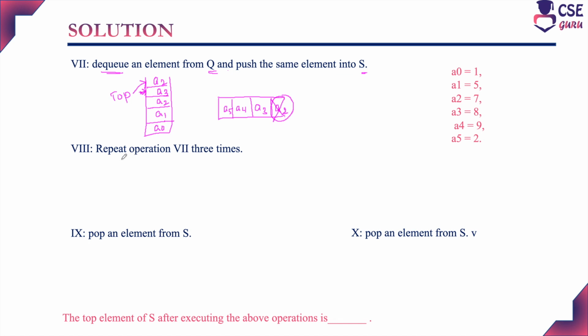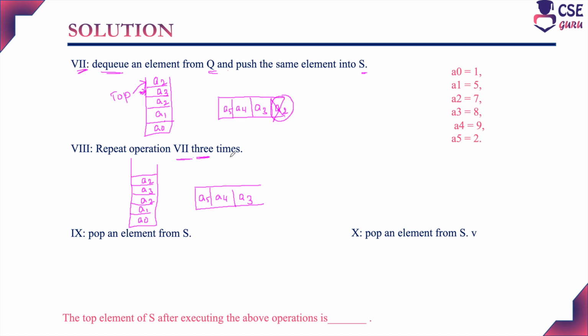Next, repeat operation 7 three times. So three times we have to repeat. Now we will consider the stack here, that is A0, A1, A2, A3 and already A2. And the queue status is A5, A4 and A3. Repeat operation 7, the previous operation.